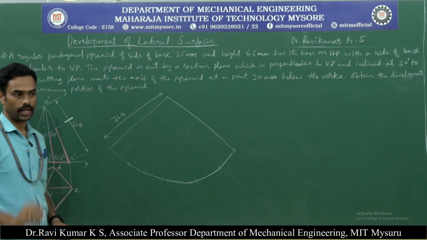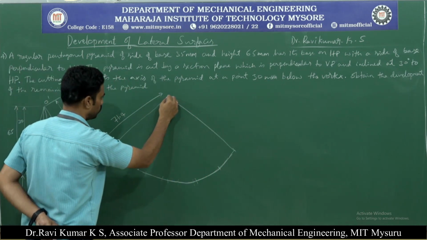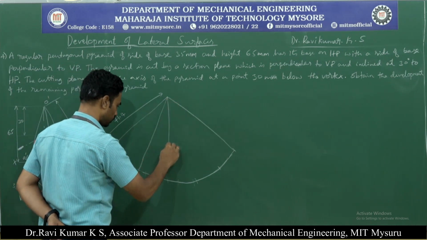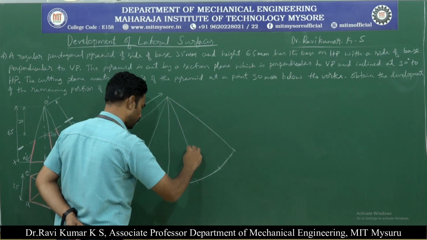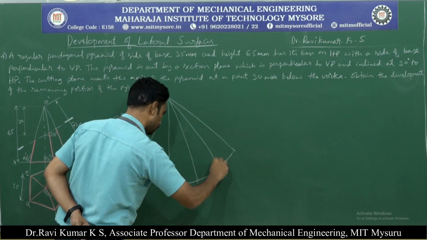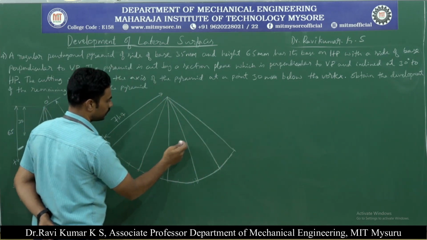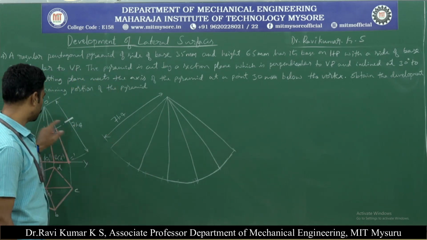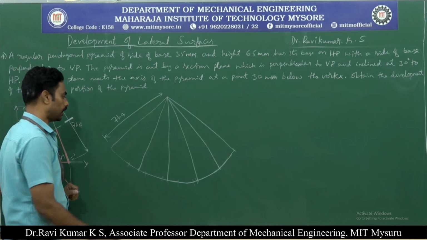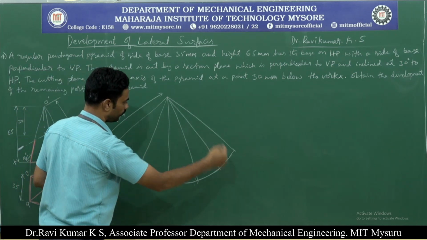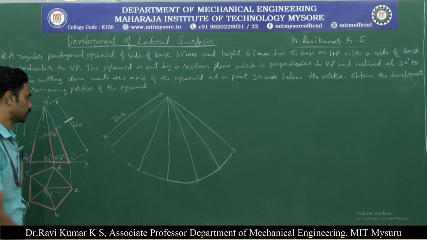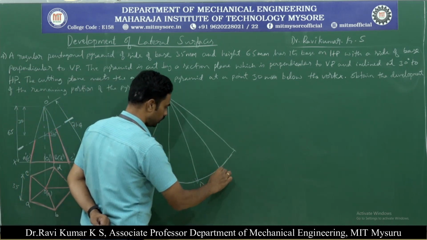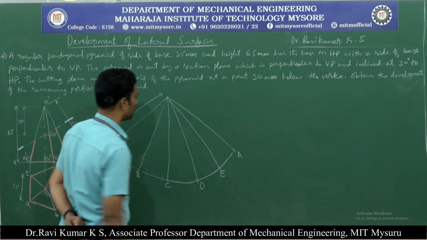Again use thin lines here. Join all the points here with the vertex. These represent the lateral edges or lateral surfaces of the pentagonal pyramid: 1, 2, 3, 4, 5. 5 lateral surfaces. This is A, B, C, D, E, again A.